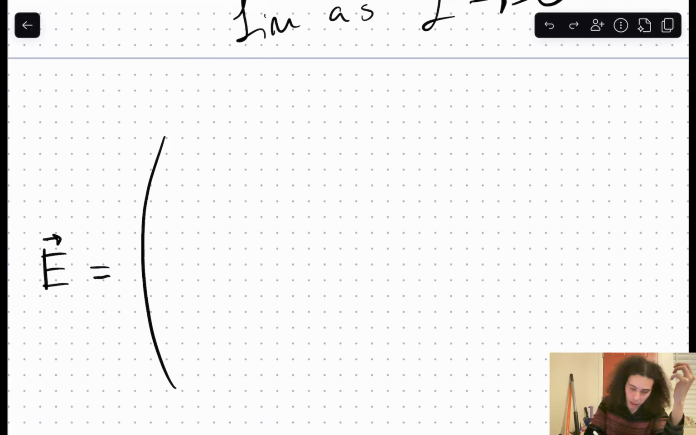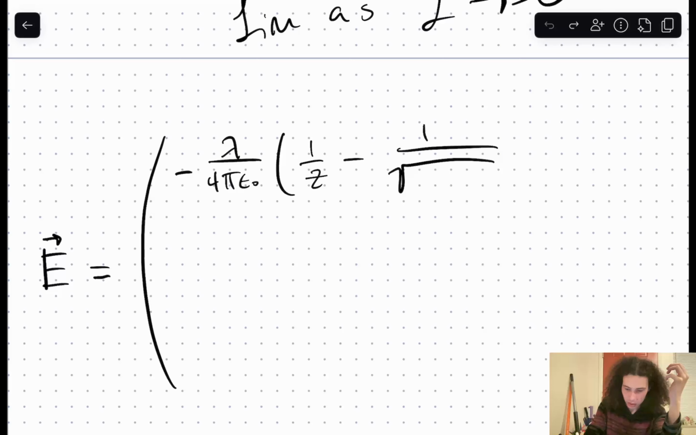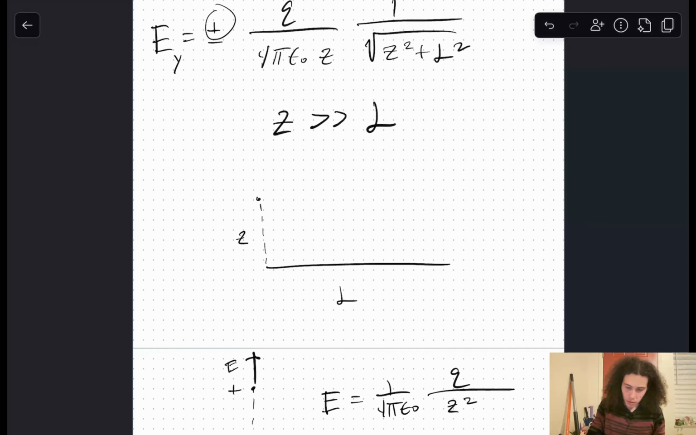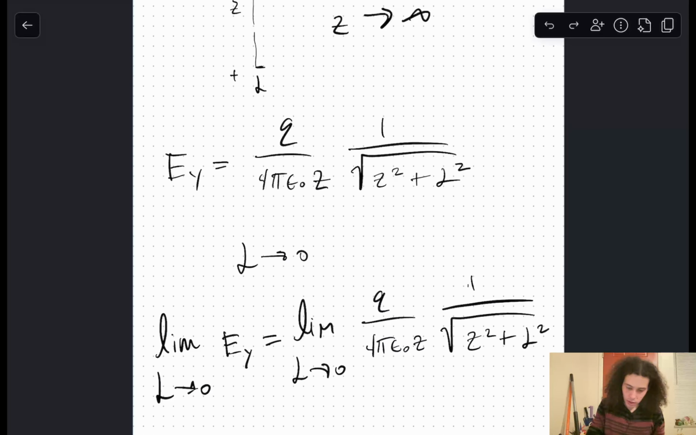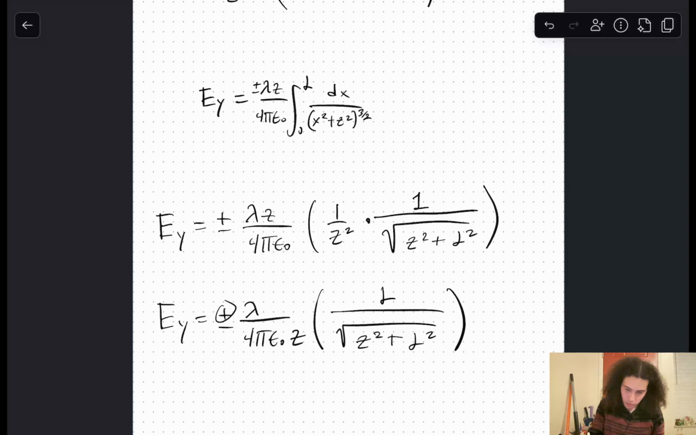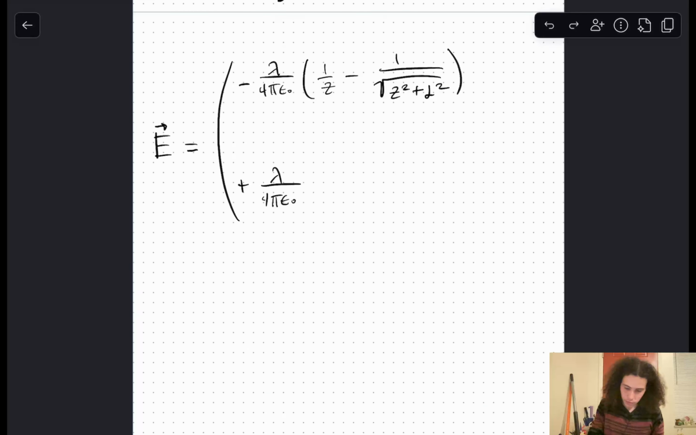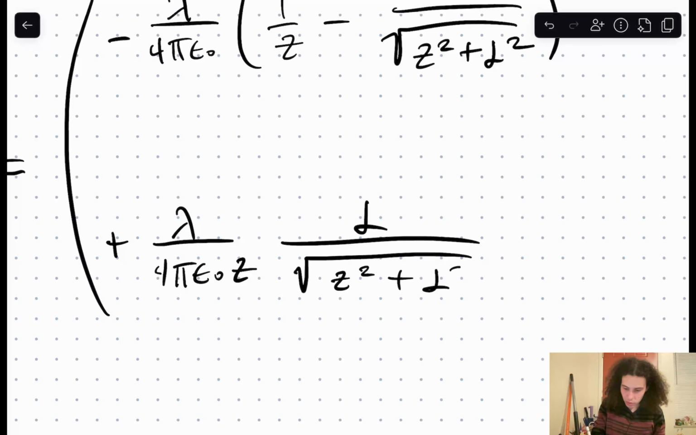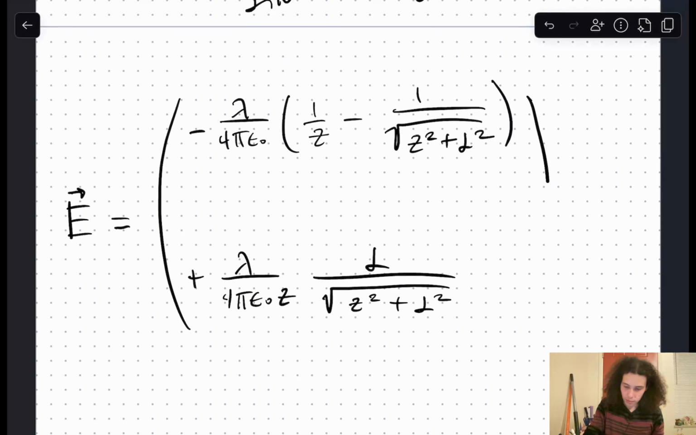Okay, so let's just write the equation down. It's most certainly negative lambda over 4 pi epsilon naught, times 1 over z minus 1 over the square root of z squared plus L squared. Something like this. And then the y component is positive lambda over 4 pi epsilon naught, with z at the bottom, times L over the square root of z squared plus L squared. There you go.